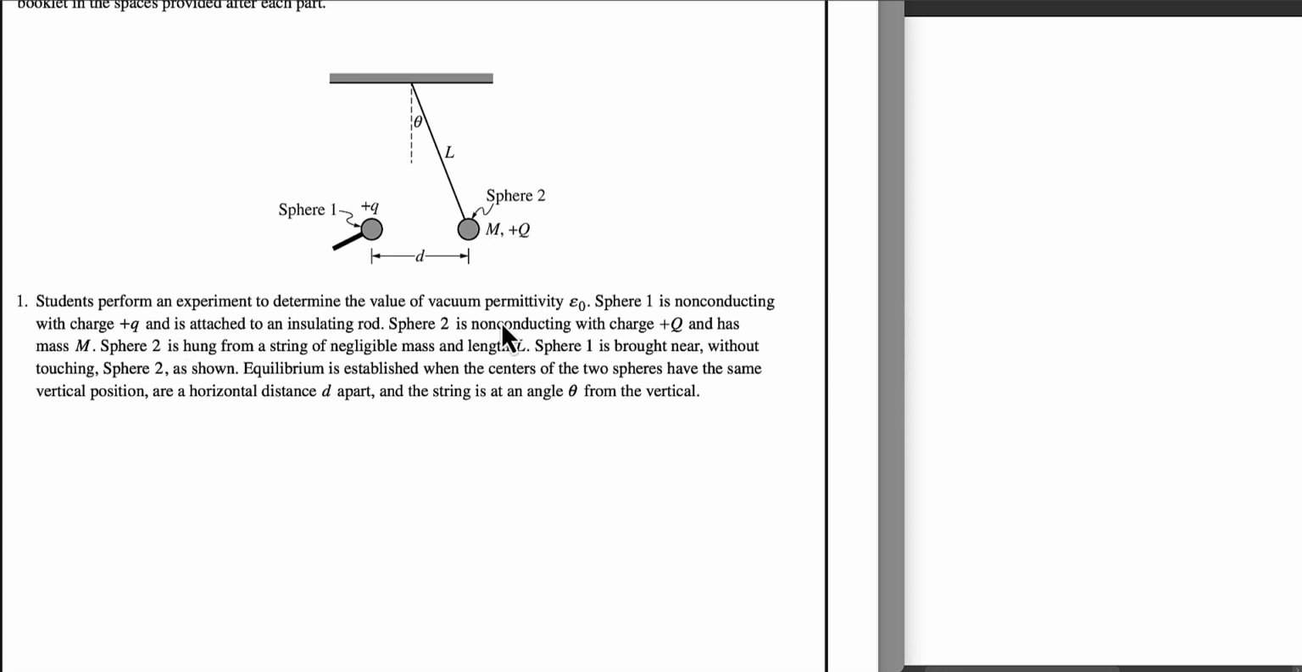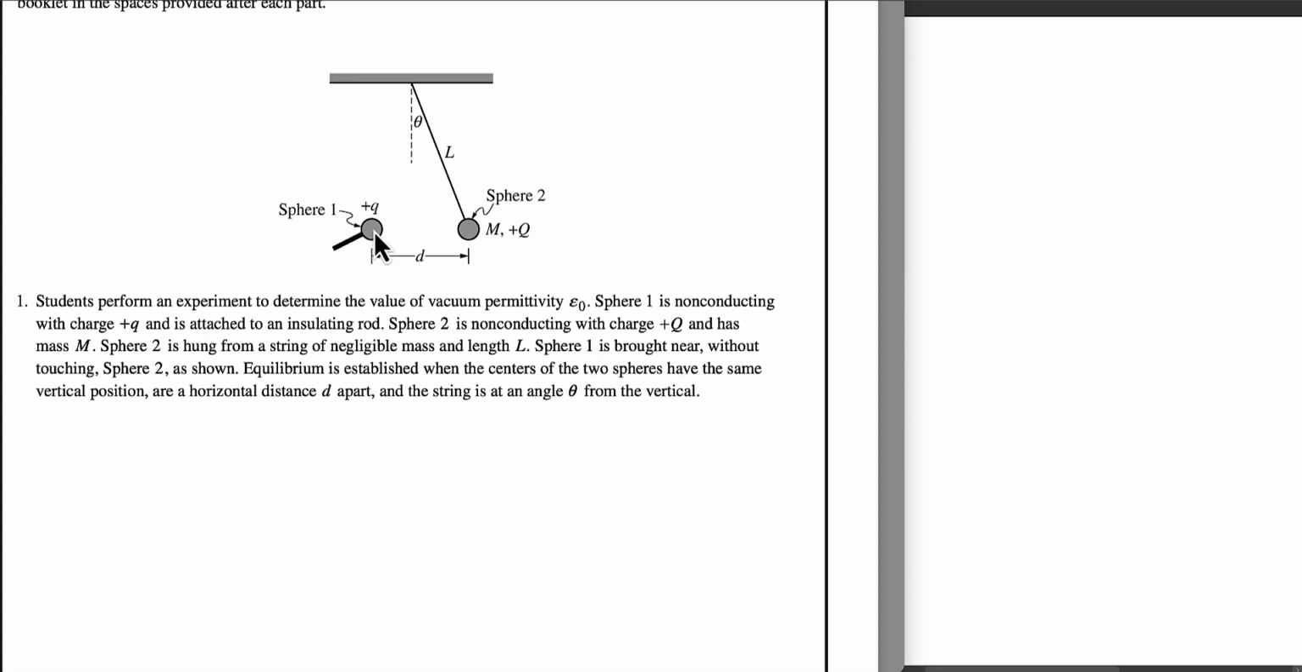Okay, so sphere 1 has charge positive Q and is attached to an insulating rod. Sphere 2 is non-conducting with charge plus q, little q, and has mass capital M. Sphere 2 is hung from a string of negligible mass and length L. Sphere 1 is brought near without touching sphere 2, as shown, and equilibrium is attained when the centers of the two spheres have the same vertical position.